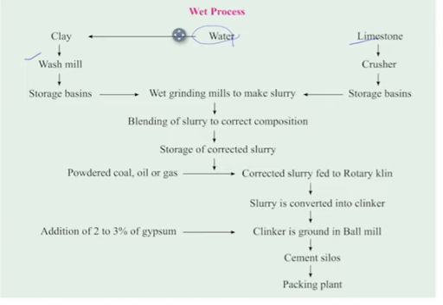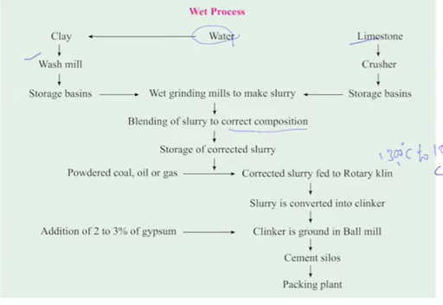grinding mill again. So there what happens is blending of slurry to correct composition. That means the clay from this side and limestone from this side are blended in the correct proportion. Then the corrected slurry is stored. Then the corrected slurry is fed to the rotary kiln, where it is subjected to a higher temperature of 1300 to 1500 degree centigrade.